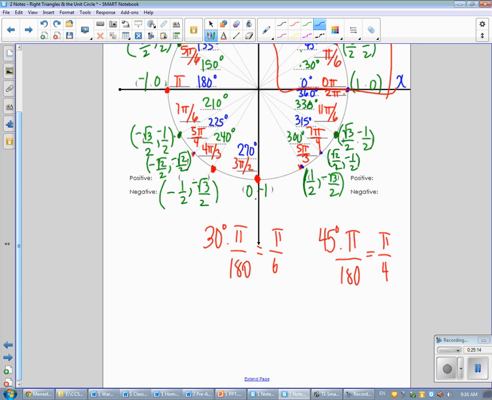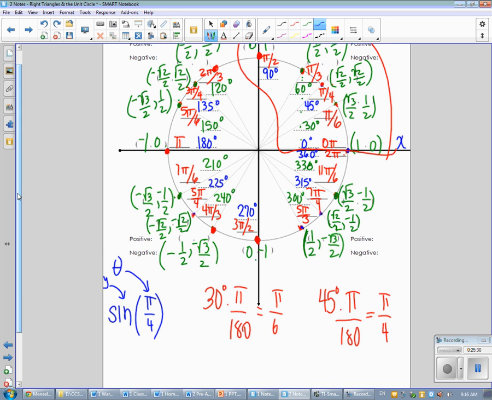So for example, if I wanted to find the sine of, let's say, pi over 4. Remember, this is my angle, this is theta. So I'm going to look for pi over 4 on my unit circle. And remember that sine corresponds to the y-coordinate. So if I find pi over 4 on my unit circle, I'm going to look for my y-coordinate, which is the square root of 2 over 2. So I just evaluated the sine without a calculator.